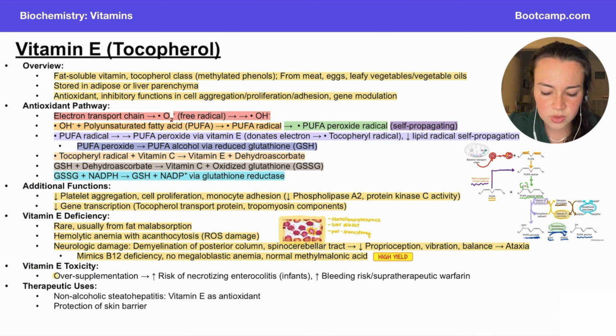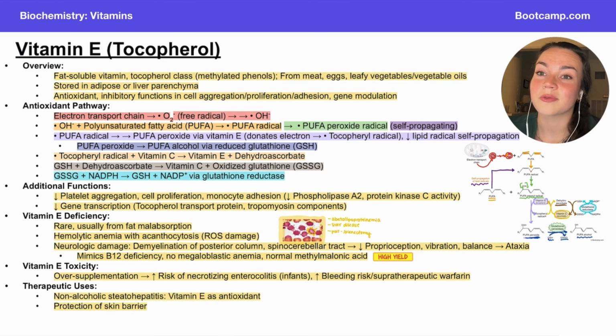This is rare too. It's going to usually come from oversupplementation, and the risks associated with this are an increased risk of necrotizing enterocolitis in infants and an increased bleeding risk, as well as supertherapeutic warfarin, which you can kind of remember if you remember that vitamin E does decrease your platelet aggregation. Some quick therapeutic uses of vitamin E: we can use it as part of the therapeutic management of non-alcoholic steatohepatitis, and vitamin E oils and things can also provide some protection of the skin barrier.